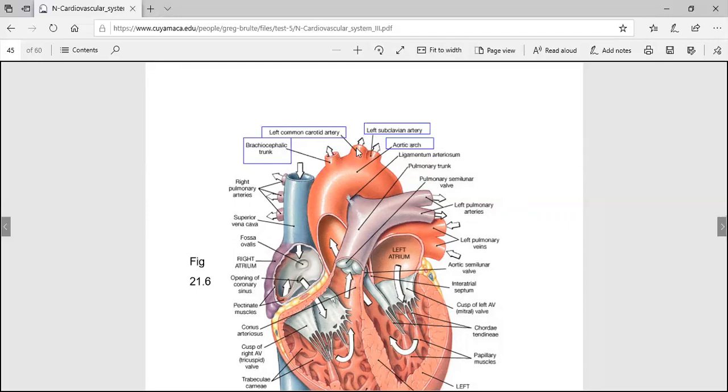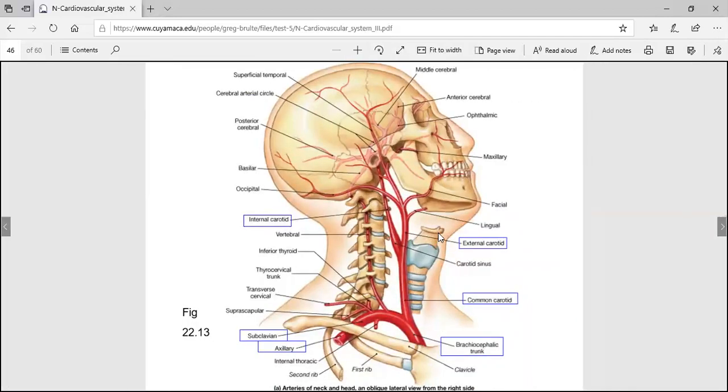And there's our boom, boom, boom, our big 3 vessels coming off of our aorta: brachiocephalic trunk, left common carotid, left subclavian. And notice the way they drew your pulmonary trunk and arteries in kind of a purple. They're trying to show you that it's an artery, but it's carrying deoxygenated blood. And look at the way they drew the veins, the pulmonary veins. You can't see the ones coming from the other lung, but they would be red too. They're red because they're full of oxygen.